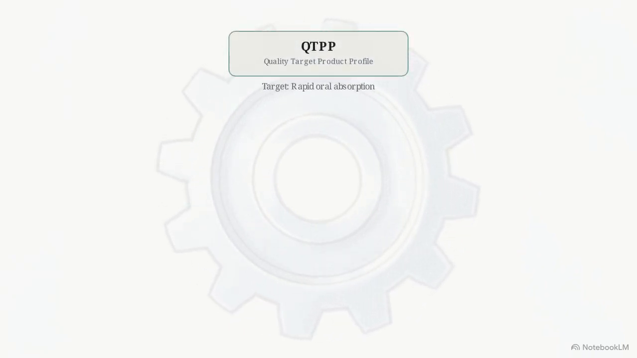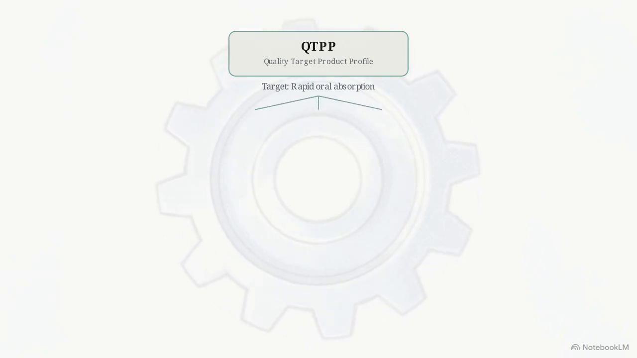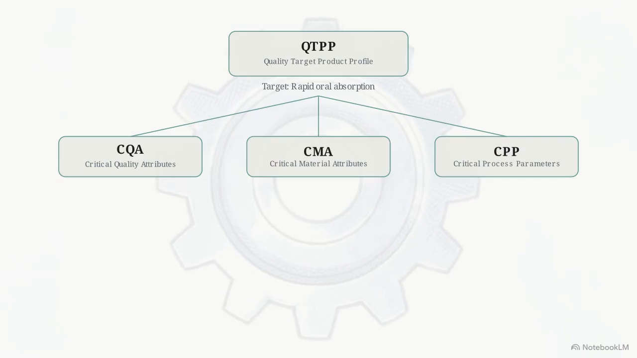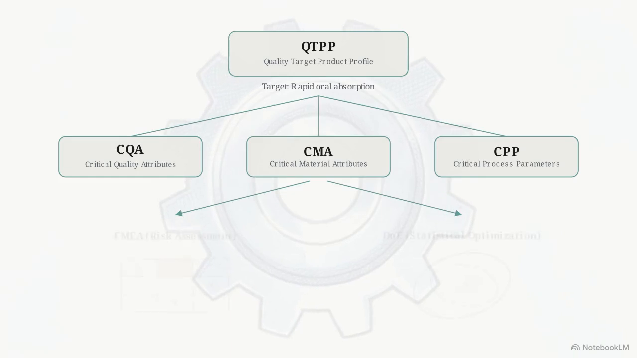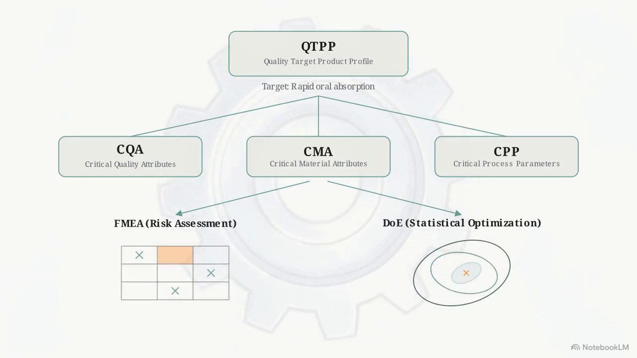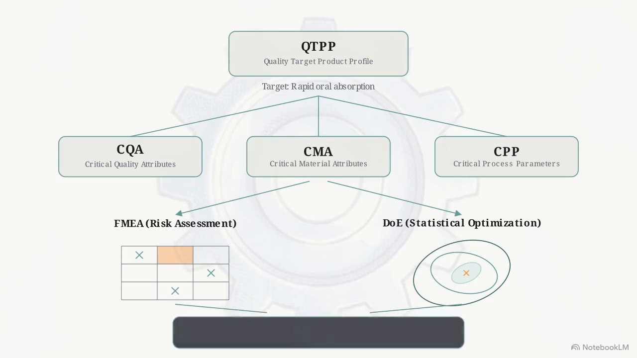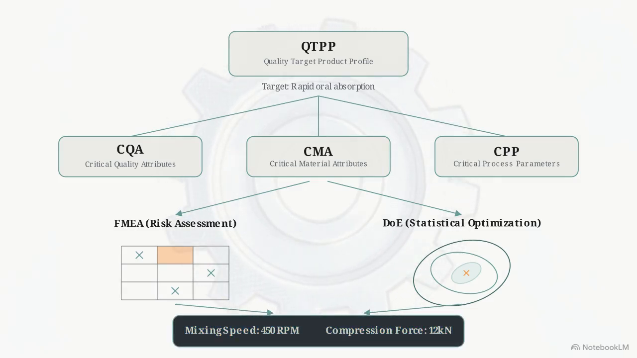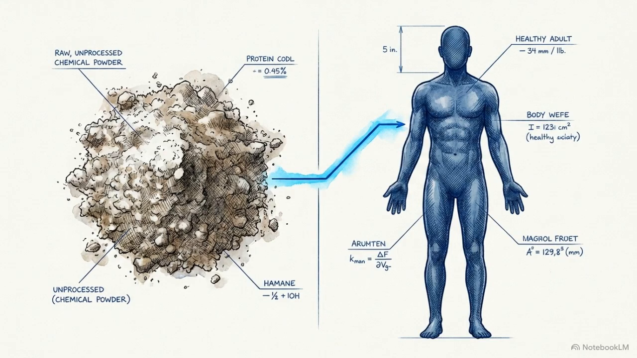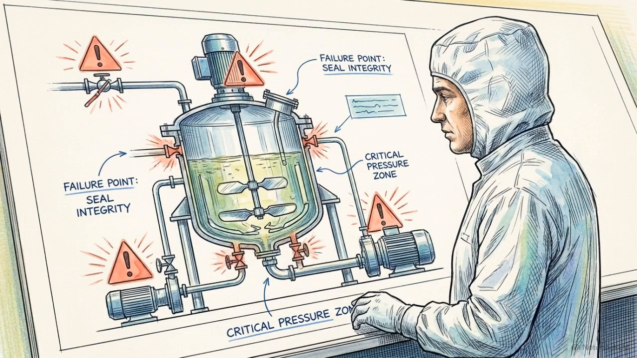It begins by defining the quality target product profile, mapping exactly how the drug must perform clinically, and cascades down into specific critical quality attributes, material attributes, and process parameters. The final stages run these parameters through failure mode effect analysis and design of experiments. These statistical matrices calculate exact mixing speeds, compression forces, and material ratios to predict clinical performance. This statistical validation maps raw material attributes directly to clinical results, allowing engineers to identify and mitigate manufacturing risks before the first physical batch is ever mixed.